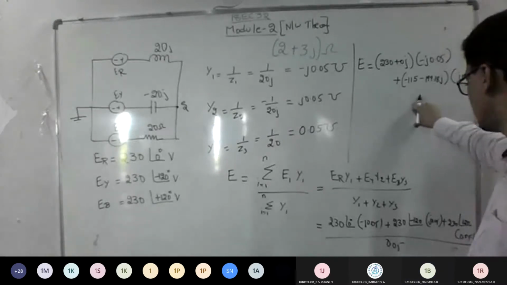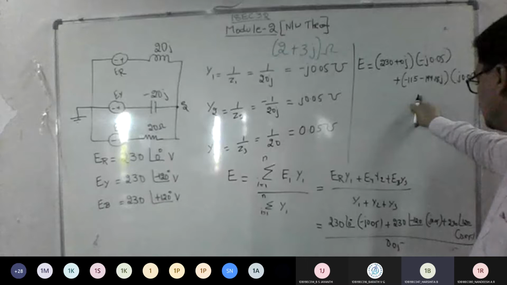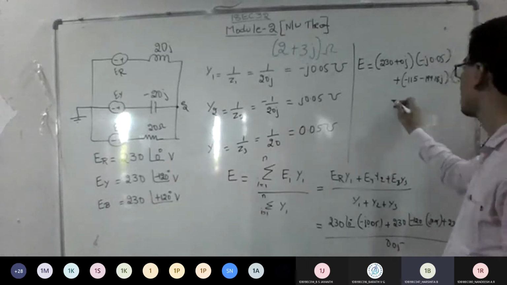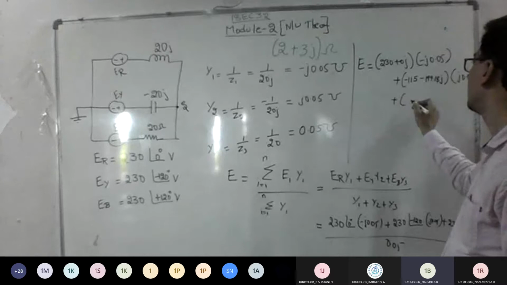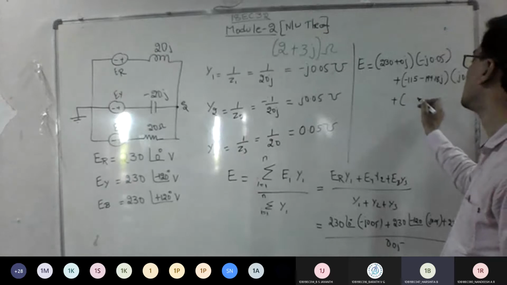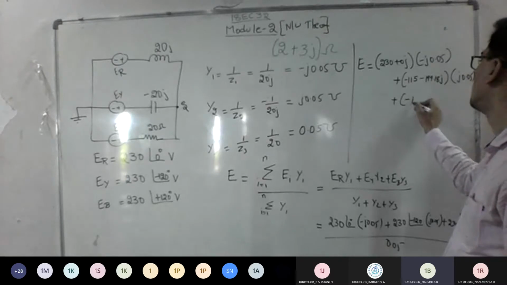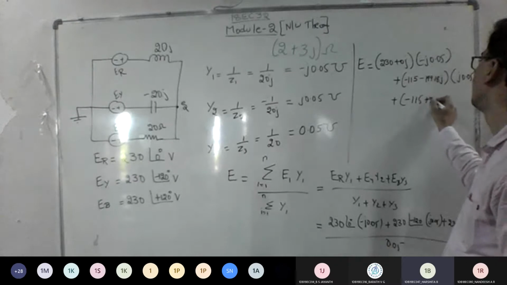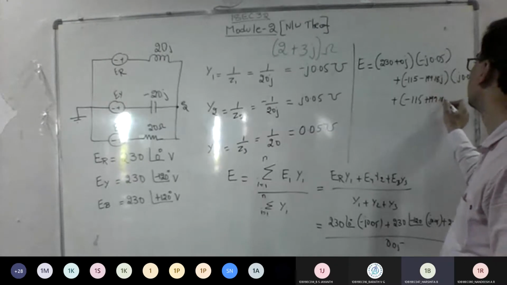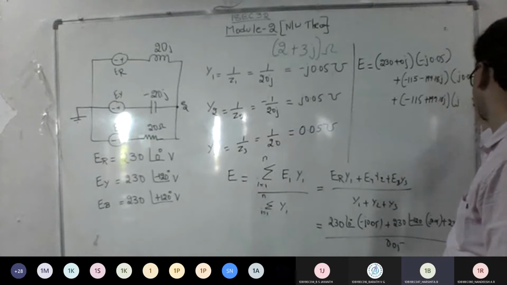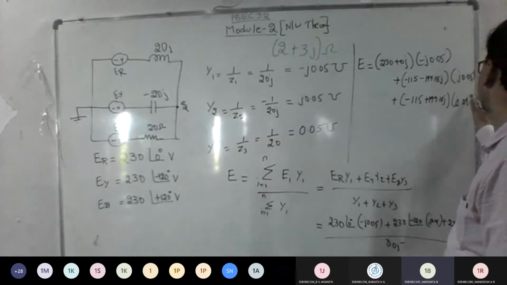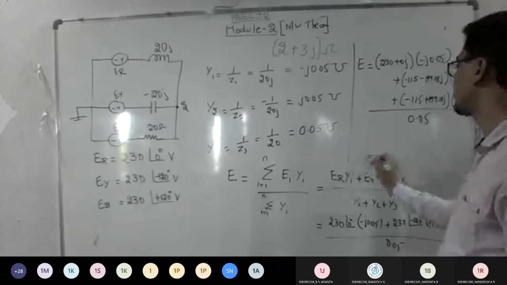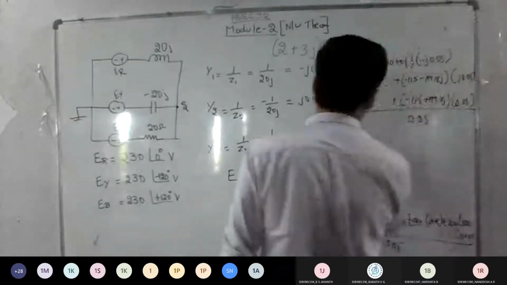What about the last one? Plus 230 at angle 120. Minus 115 plus 199.18 J, sir. Repeat, Rashita. Minus 115, plus 199.18 J into 0.05. Okay. So this whole is divided by 0.05. Now use the calculator. Tell me what is the answer for E.